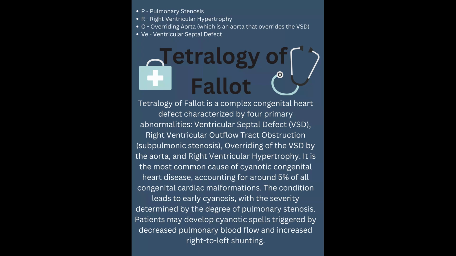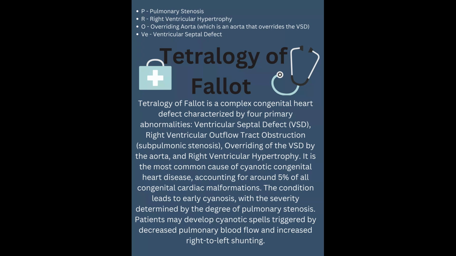C. Right ventricular hypertrophy. Due to the increased workload caused by pulmonary stenosis, the right ventricle becomes enlarged and thicker. D. Overriding aorta. The aorta, the main artery that carries oxygenated blood to the body, is displaced and straddles both the left and right ventricles, receiving blood from both. 2. Causes and risk factors.